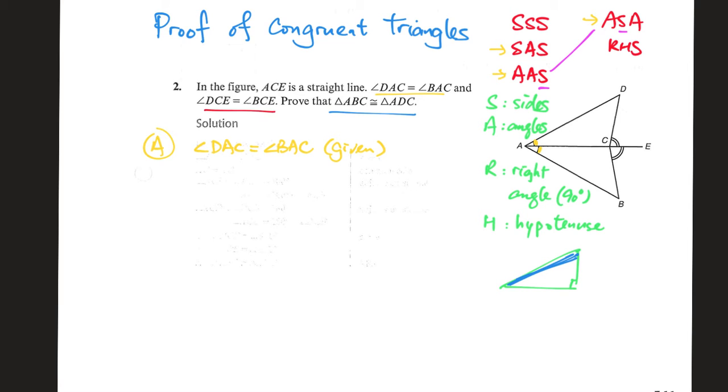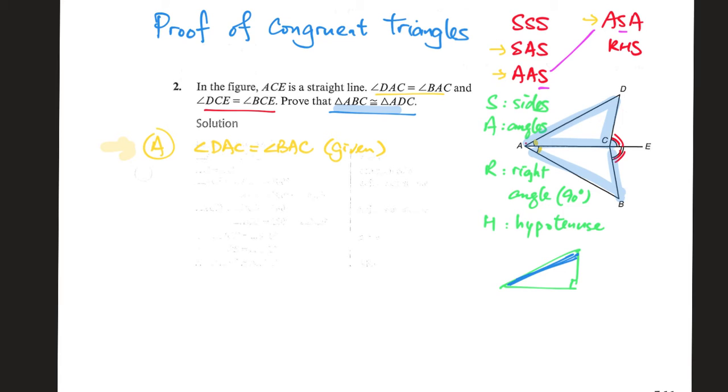Now the red ones, DCE and BCE, they are equal to each other. You find that they are not very good because they are not inside the triangle. So I repeat, the question is talking about triangles ABC and ADC being congruent. But the red angles do not belong to the triangle. So that's why we need some other tricks to apply, which we'll talk about later.